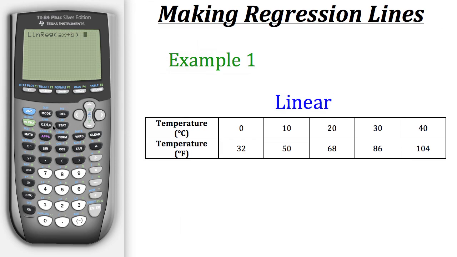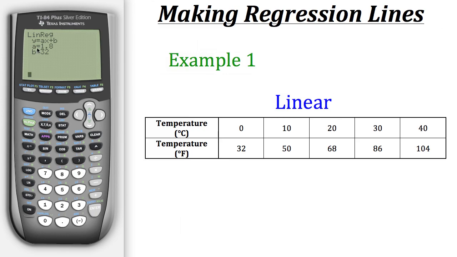Now at this point, we would specify which lists our data is in. So first we would start with the input list, which is L1, and then comma, put in the list for our output, which would be L2. But for the calculator, we actually don't need to do that. If we leave this blank, it automatically does L1 as our input and L2 as the output. So we could just hit enter.